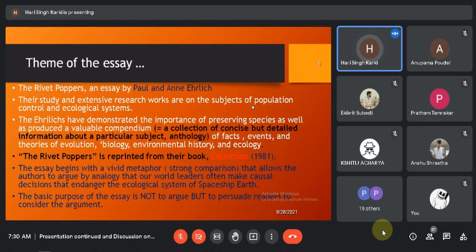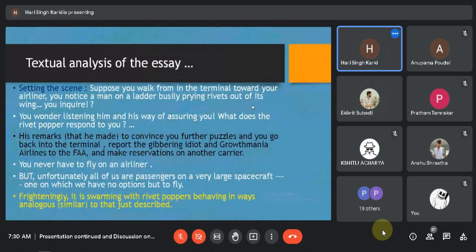Yes, this is happening. We are not supposed to go against it. They have minutely observed the situation, and they have written this statistics-based argument considering the world situation of the ecosystem. What can you say on the next? Textual analysis of the essay. Yeah, can you simply read this out loudly?